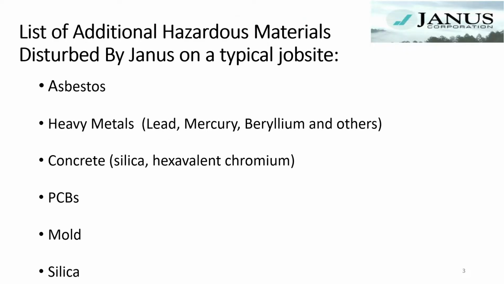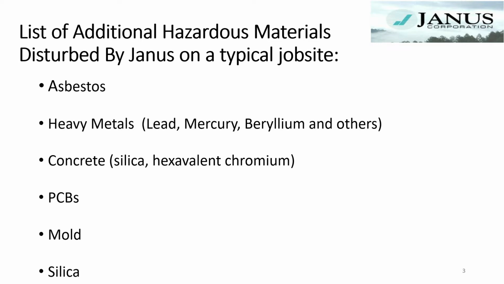This is a list of a few of the materials that Janus often disturbs on many of our projects. Asbestos, heavy metals, usually lead, but it could be mercury, beryllium, other types of heavy metals in various products, paints, rubberized flooring, various other things. Concrete, which could have silica and hexavalent chromium in it.